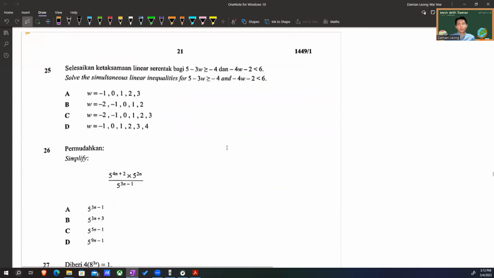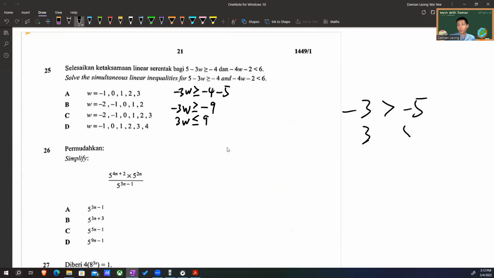Question 25. Okay, solve the simultaneous linear inequalities here. So first, we solve one by one. Negative 3w more than or equal to negative 4. Bring over the 5. Positive becomes minus. Negative 9. Let's get rid of the negative first. Cancel off the negative, the inequality will change direction. It's like negative 3 and negative 5. Negative 3 is bigger. But if I take 3 and 5, 5 is bigger.